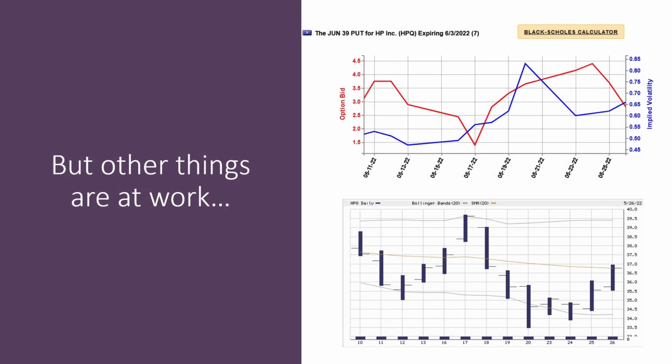But in the case of Hewlett-Packard, other things were at work. At the top is that same chart we were just looking at on the options research tool for the June 39 put on Hewlett-Packard, expiring on June 3rd.